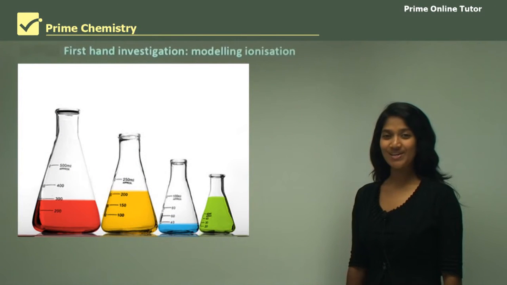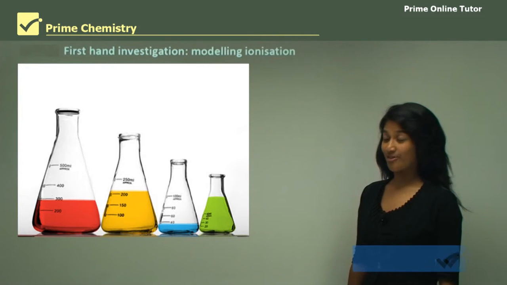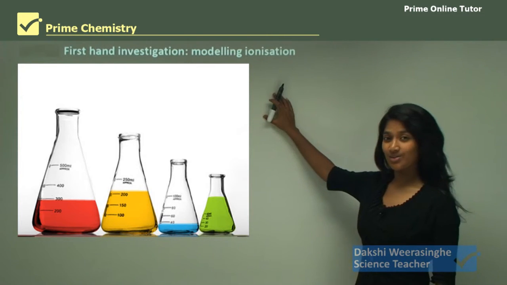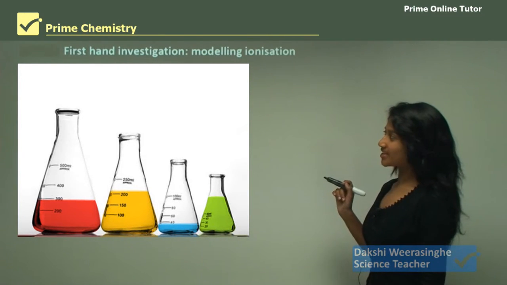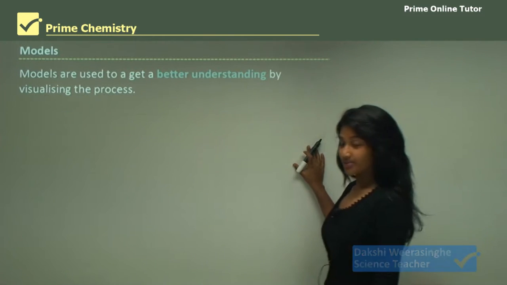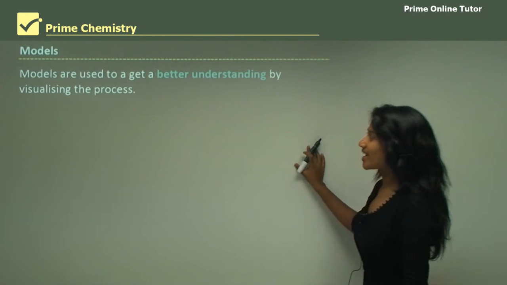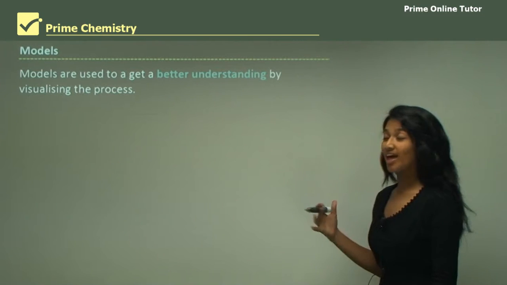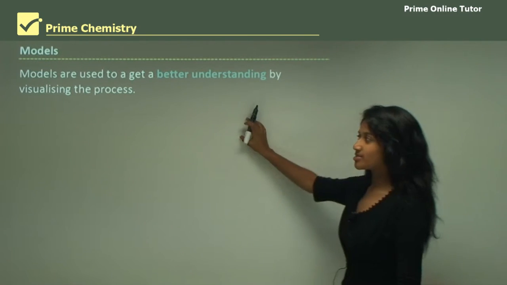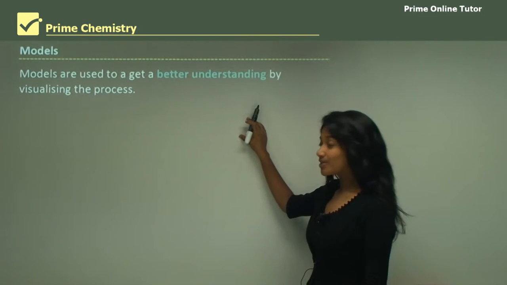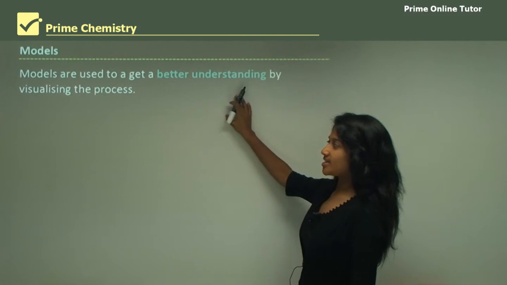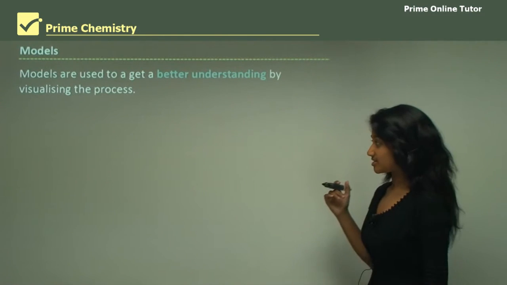Hello everyone. Today we will be looking at an experiment, and this experiment is called modeling ionization. So what are models? Models are used to get a better understanding by visualizing the process. We use models a lot in chemistry to get a better understanding and to visualize the process.